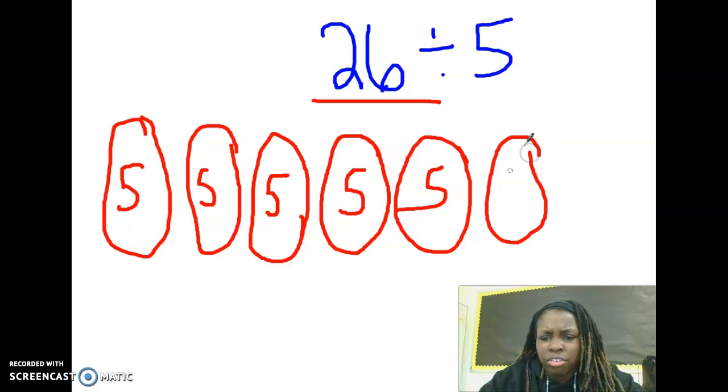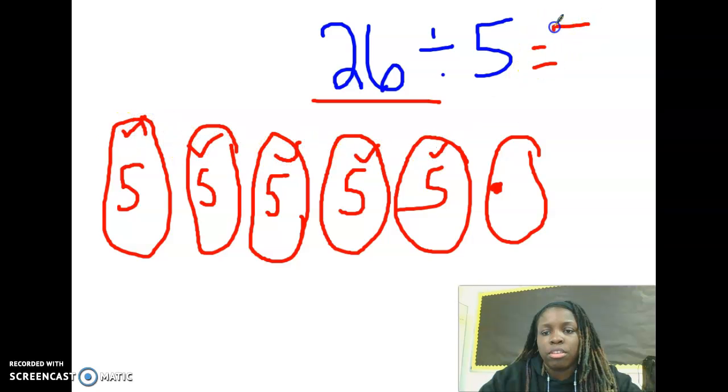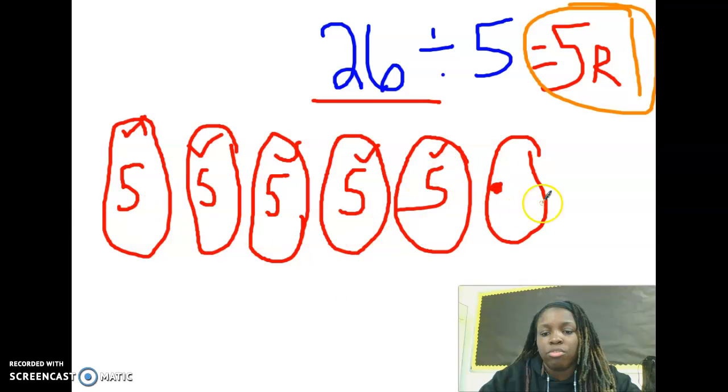And can I put another 5? No, because that would be 30. So this is 5, 10, 15, 20, 25. Then I put one little marble right here, right? Because this is 26. Now, 26 divided by 5, how many groups is that? 1, 2, 3, 4. Good. 5 groups. R means remainder. So what is left over? Good, 1 is left over. So my answer would be 5 remainder 1 because there's 1 marble left over in the last group.